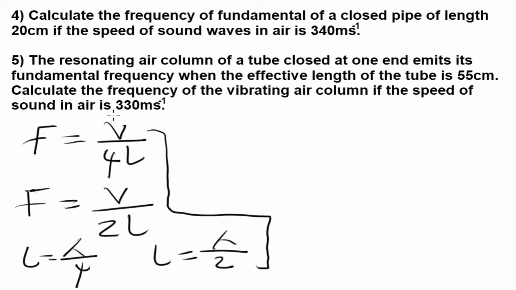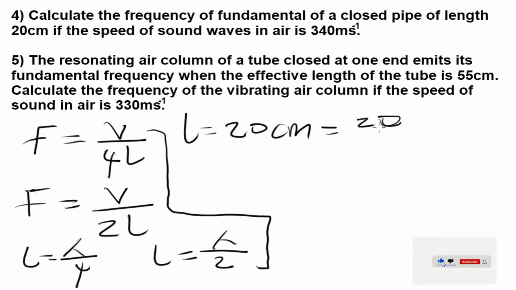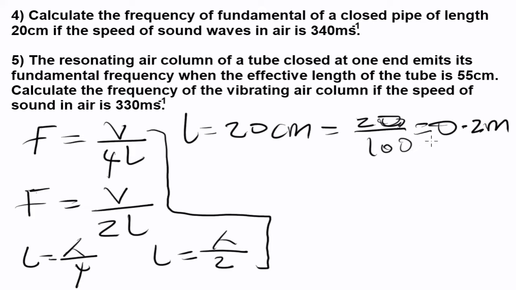So question 4, let's get our parameters. We have our length to be 20 cm. Now, you have to convert this cm to meters, to standard units. To do that, you divide by 100. So it will be 20 over 100. Alright, so when you divide 20 by 100, you're going to have 0.2 meters.